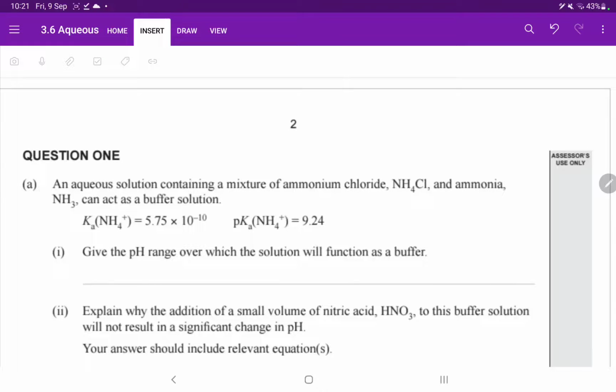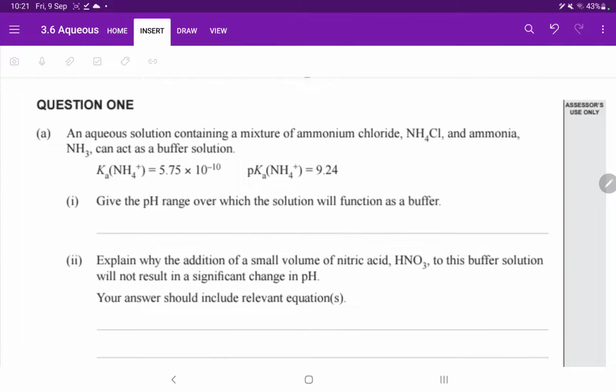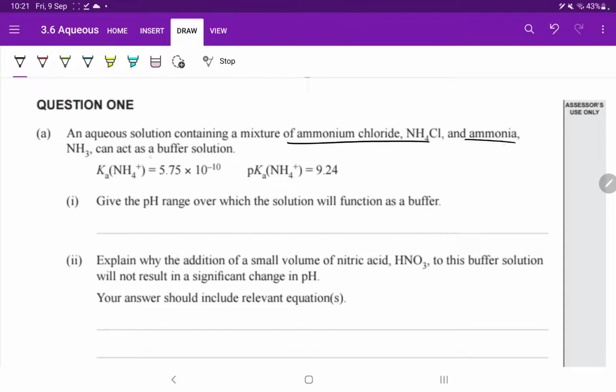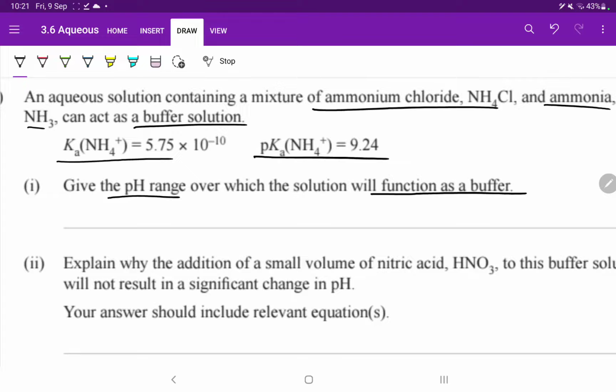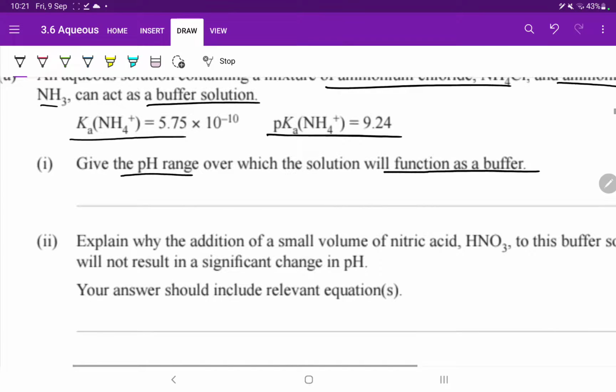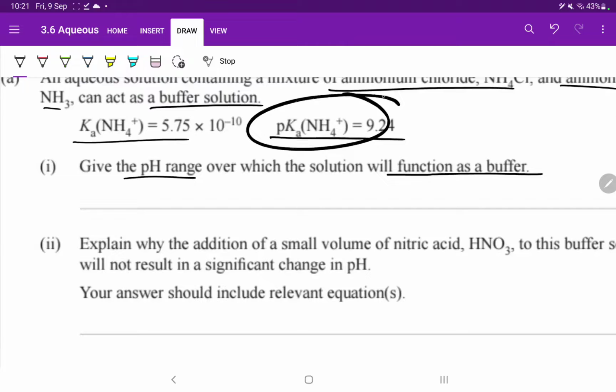Okay, we've got some buffer questions. An aqueous solution, a mixture of ammonium chloride and ammonia, acts as a buffer solution. You're given Ka and pKa; give the pH range for which the solution will act as a buffer. The general rule of thumb for the pH range of a buffer is the pKa plus or minus 1. So in this case, the pH range is 9.24 minus 1 is 8.24, plus 1, that is 10.24.